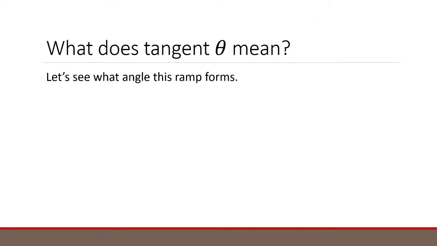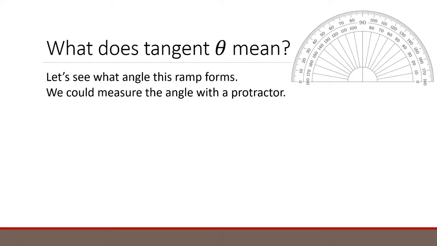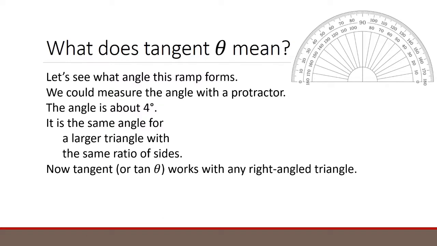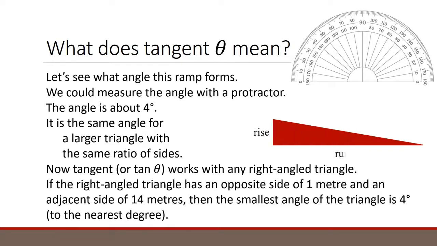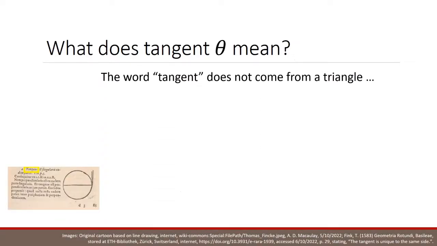Let's see what angle this ramp forms. We could measure the angle with a protractor. Try and line it up and measure to the nearest degree, and the angle is about 4 degrees. It's the same angle for a larger triangle with the same ratio of sides. Now, tangent or tan theta works with any right-angled triangle. If the right-angled triangle has an opposite side of 1 metre and an adjacent side of 14 metres, then the smallest angle of the triangle is 4 degrees, correct to the nearest degree. But what does tangent theta mean?